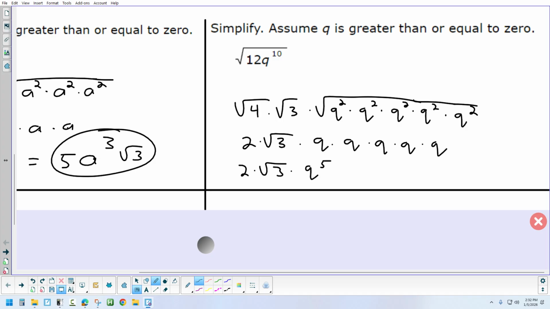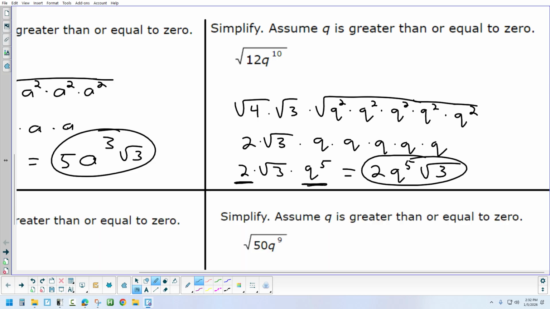So again, this isn't under a square root. That's done under a square root. They usually write those two things next to each other. So how would you write your final answer? 2q to the 5th, and then next to it? Square root of 3. Again, that's not really doing any simplifying. You're just reordering the problem.